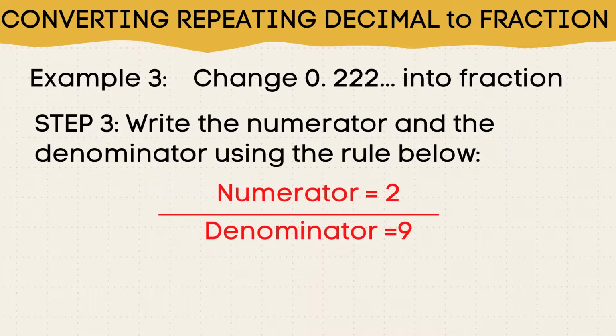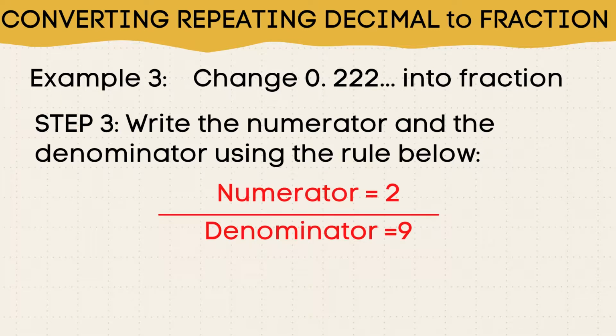And for step 3, write the numerator and the denominator using the rule below. So for the numerator, that is equal to 2. Why 2? Ma'am, where did you get 2? 2 is from the repeated digit. The numerator should be the repeated digit. Okay? So as we can see, the repeated digit is 2.